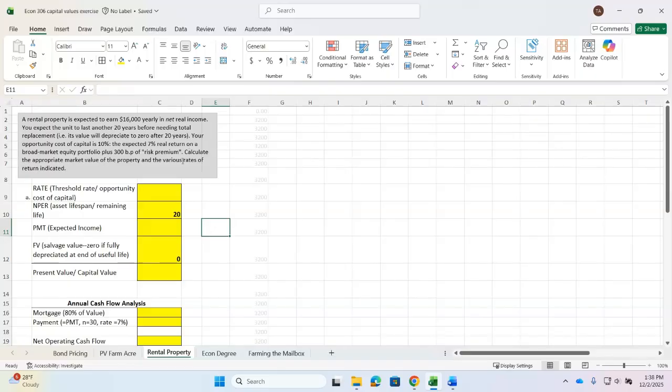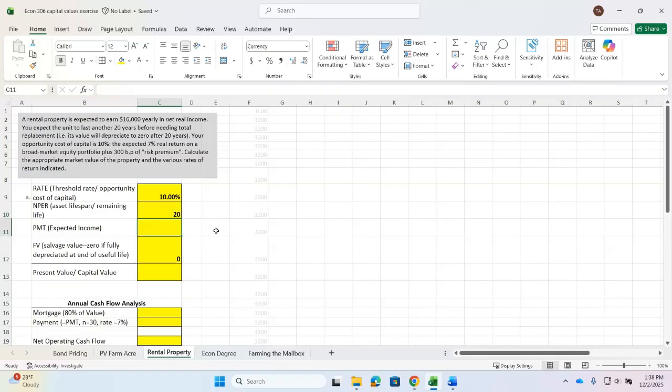And it says your opportunity cost of capital is 10%. Which consists of the 7% return you could get on a broad market equity portfolio. That's kind of your opportunity cost of investing in passive, easy assets, long-term expected rate of return, plus a 300 basis point risk premium. So the idea is if I'm going to go invest in a more high risk, high touch, high maintenance type of asset, I better be getting a substantially higher return than I could get with just hands-off, passive, easy investment. So 10% goes into the rate.